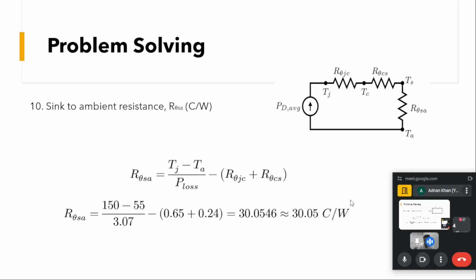So we have to choose the heat sink which has a thermal resistance of 30.05 degree centigrade per watt or below. We cannot choose above, because if we choose a heat sink with resistance above this, then the temperature at the junction may go beyond 150 and may damage our device. So this is the answer to this question.